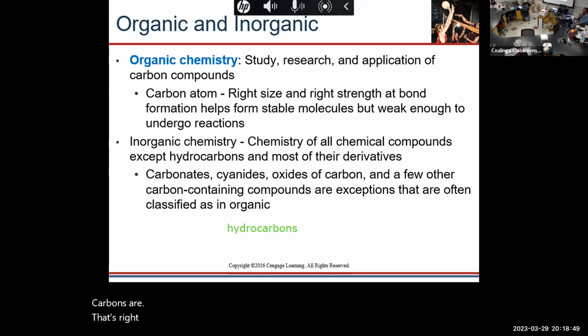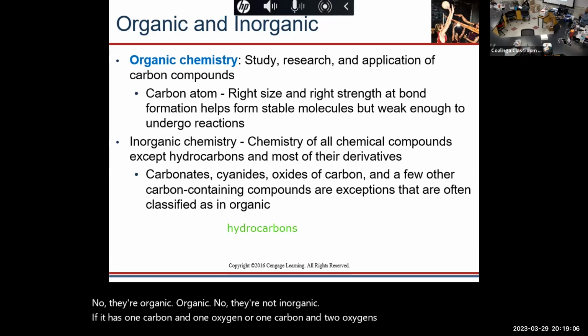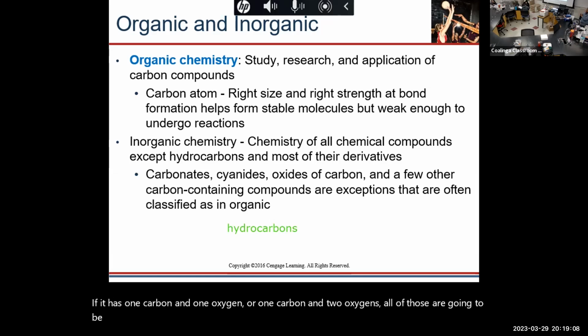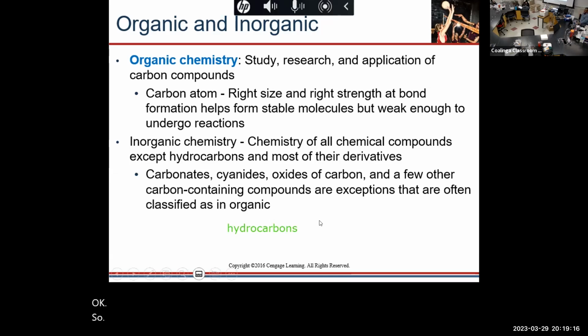They're organic, it has an H. They're not inorganic. Anything with one carbon and one oxygen, or one carbon and two oxygens, like carbon dioxide, is going to be inorganic. So the inorganic guys like to claim those.